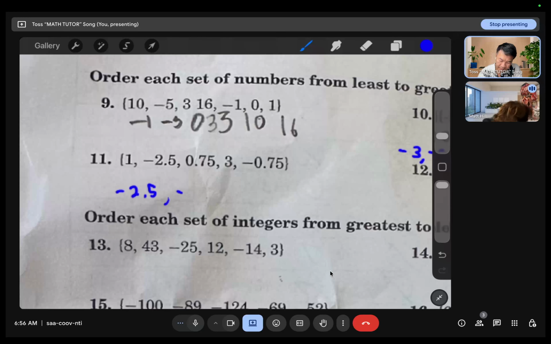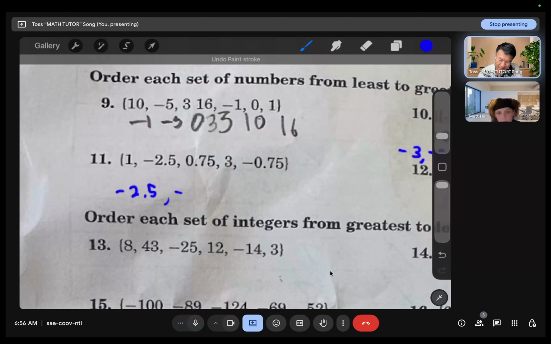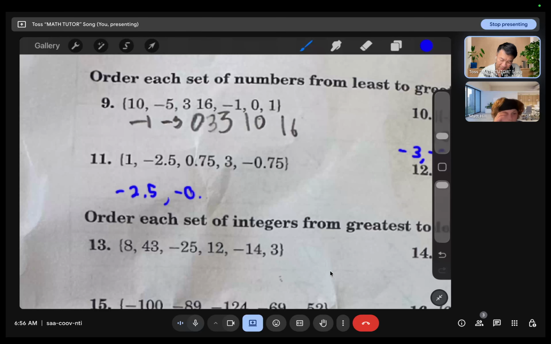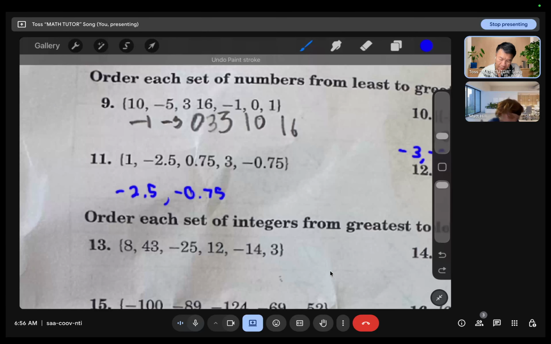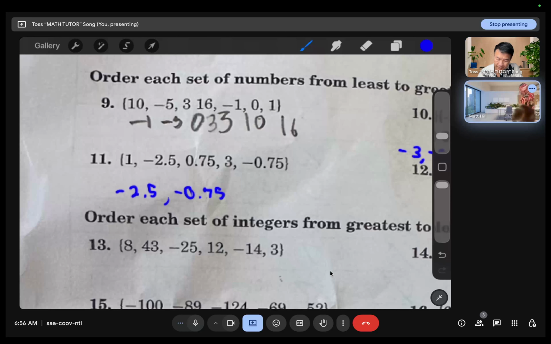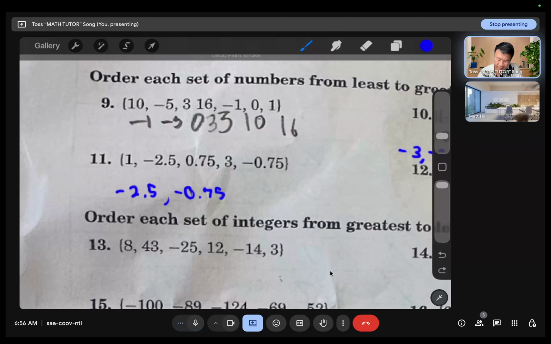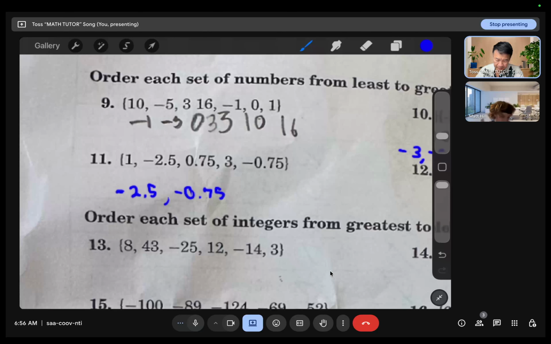It's least to greatest. Do you want to tell me why? This is right, by the way, what I'm writing down. Oh yeah, you can see my whiteboard, right? Okay, so tell me why the -2.5 is going to be smaller than -0.75. Do you know why? No.